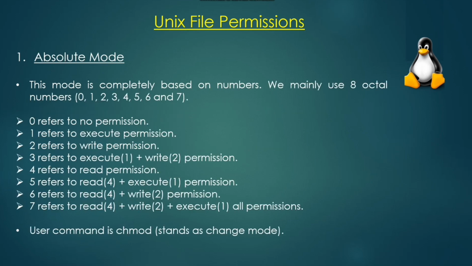Then we have absolute mode. This mode is completely based on numbers. We mainly use octal numbers. A total of 8 octal numbers are used, from 0 to 7. 0 refers to no permission, 1 refers to execute permission, 2 refers to write permission. If we combine execute and write, then 3 refers to execute and write permission.